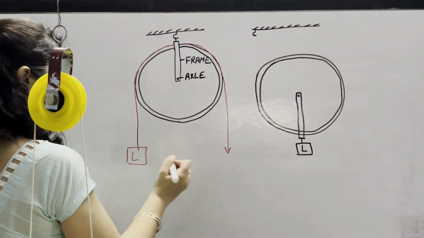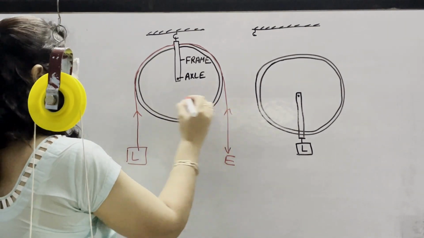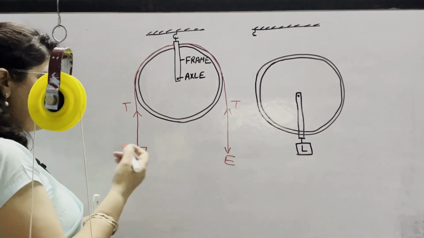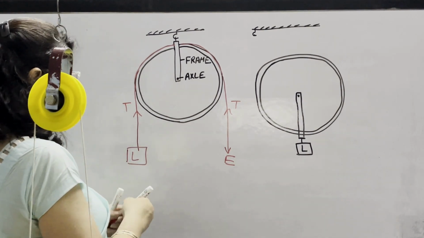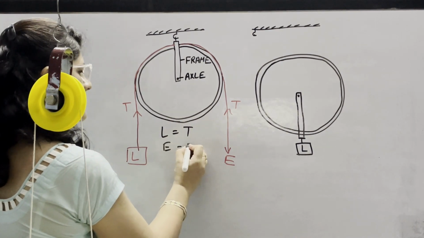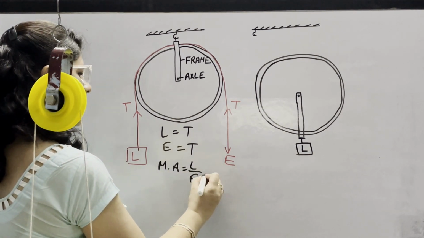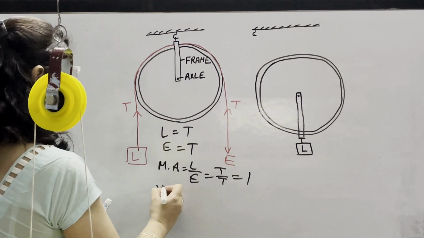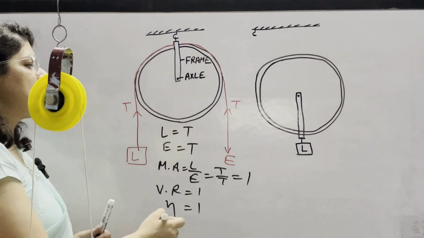Here, load is there and effort in the downward direction. Tension in the string is in the upward direction, always in the upward direction. If the string is inextensible, has no weight, and no friction is there, then in ideal condition, this load is equal to tension and effort is also equal to tension. So, MA in this case is equal to load upon effort, T upon T, which is equal to 1. In ideal condition, VR is also equal to 1 and efficiency is 1 in case of a single fixed pulley.